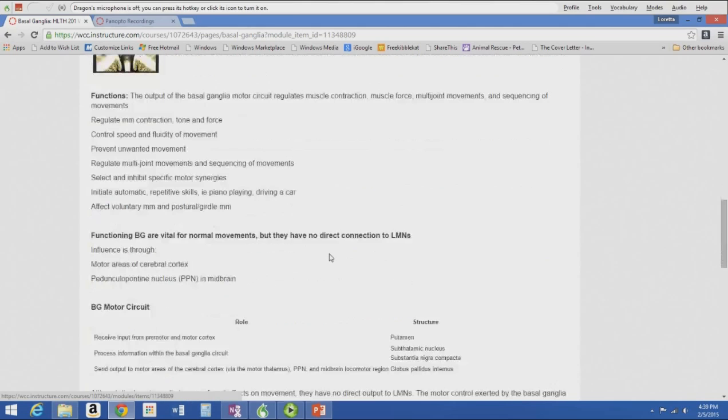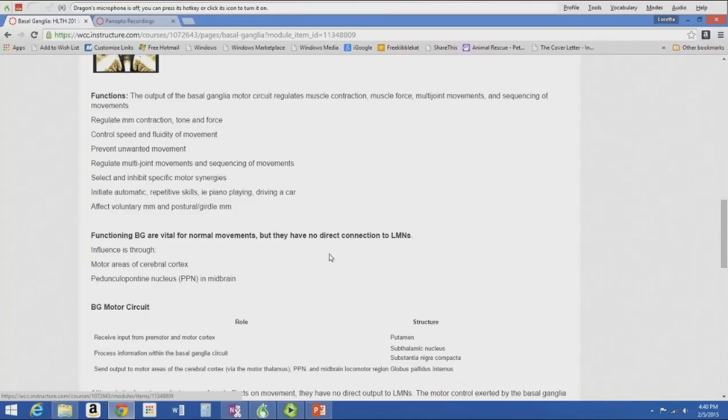So the basal ganglia motor circuit, which of course motor things we're concerned a lot about in physical therapy, regulates muscle contraction, muscle force, multi-joint movements and sequencing of movements. So you can see how if any of those are out of whack, it can really affect the quality and amplitude of your movements. So the basal ganglia regulate muscle contraction, tone, and force. They control speed and fluidity of movement.